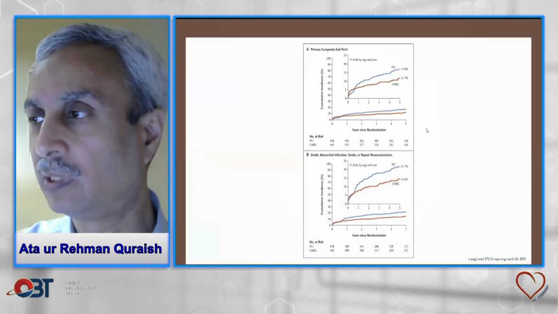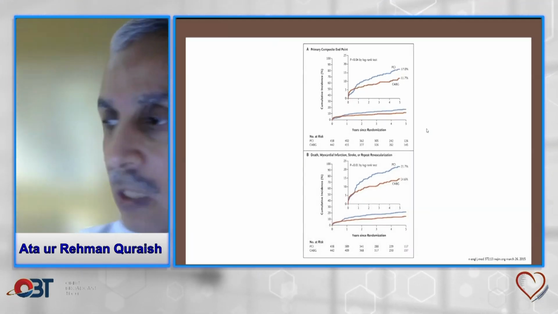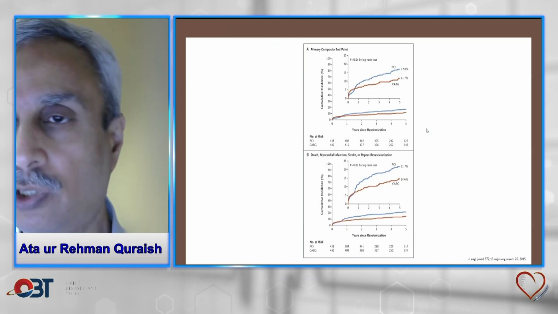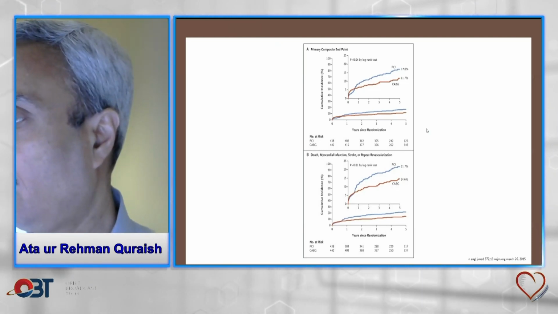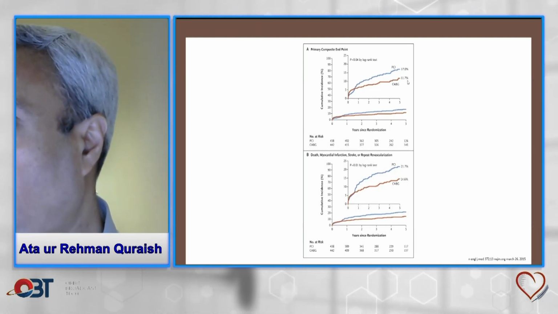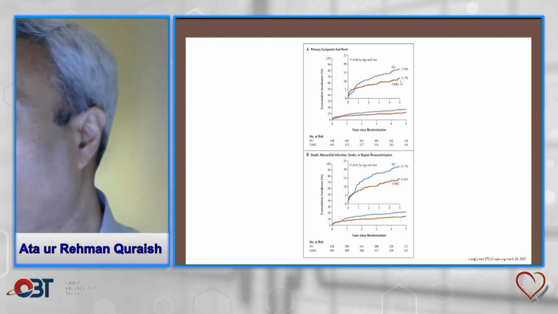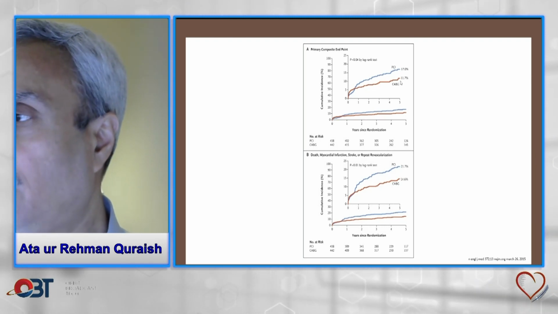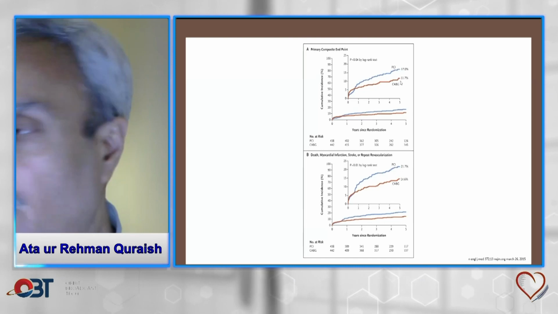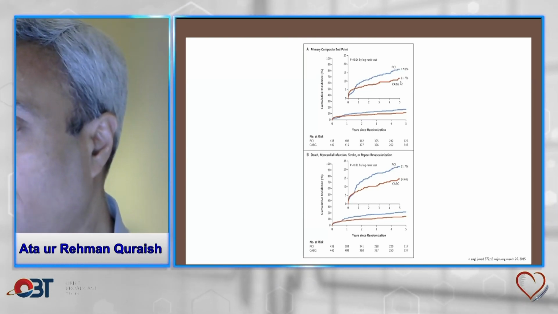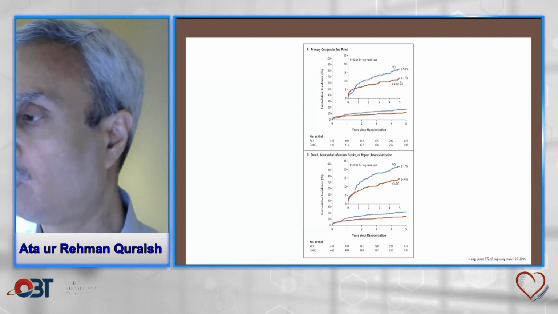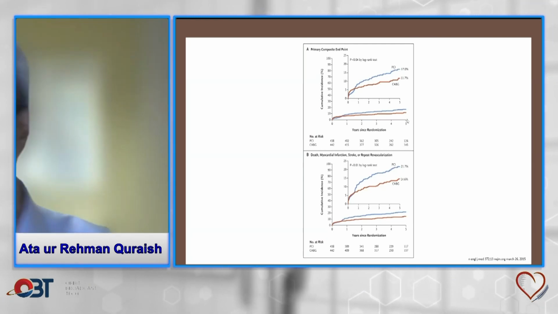So these were the results. This was the primary composite endpoint of death, myocardial infarction, and stroke. There was a statistically significant difference: patients undergoing bypass surgery had a better outcome compared to those undergoing PCI. If you added repeat revascularization, the difference was wider. And this was over a period of 5 years.